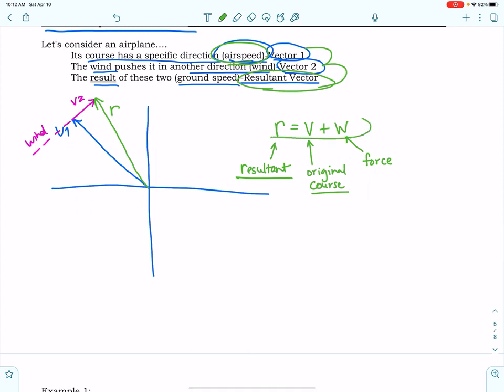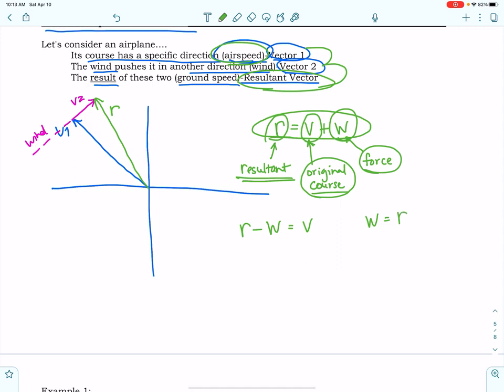Now, the nice thing about having a mathematical relationship between these three vectors, we can use this equation to solve for R, V, or W, either one. So we can use it to solve for the force, we can use it to solve for the original course, or the resultant. If we're solving for the resultant, obviously we'll just add these two together. If we're solving for the original course, we will just subtract the force from both sides. And if we want to find the force, we will just subtract the original course from the resultant. So we can use this equation for all these problems.